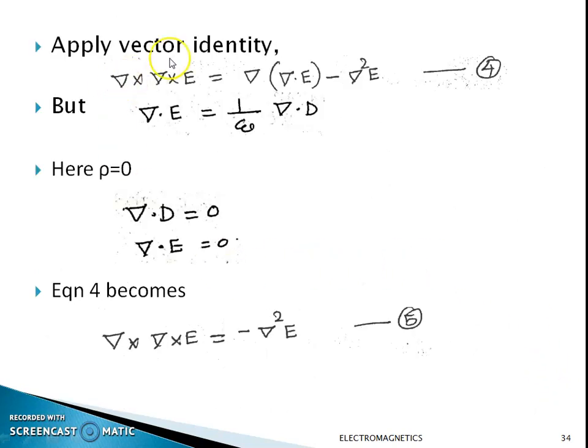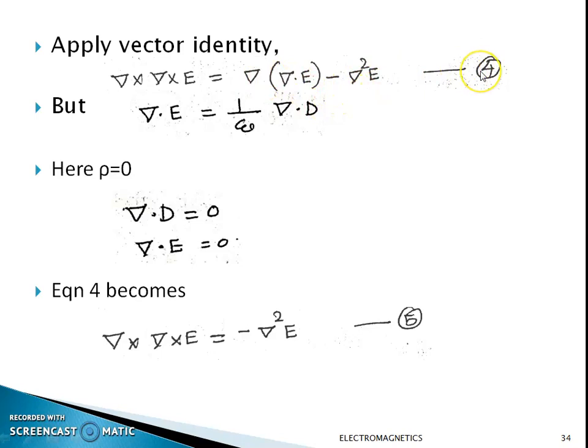And apply the vector identity rule, that is del cross del cross E can be written as del into del dot E minus del square E. That is, we apply the vector identity rule here. Then we can write this relation, that is del cross del cross E is equal to del into del dot E minus del square E.